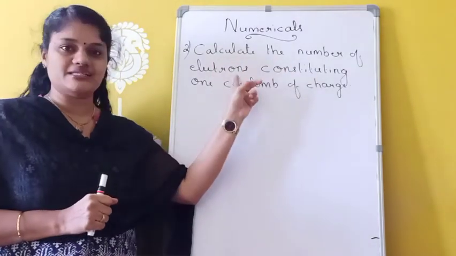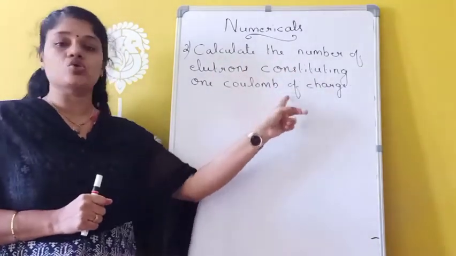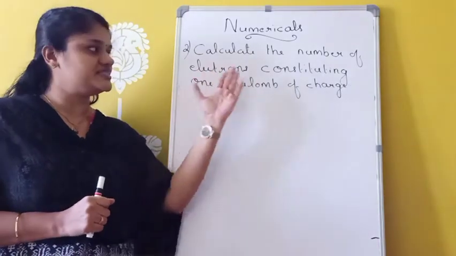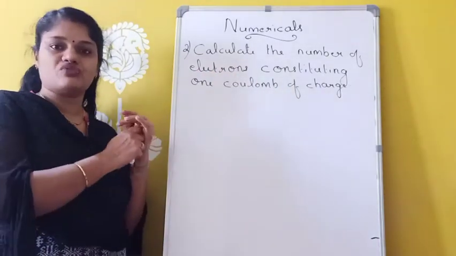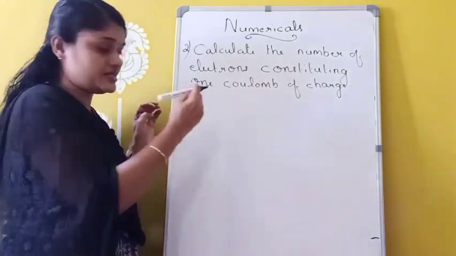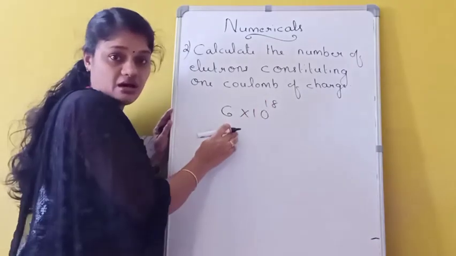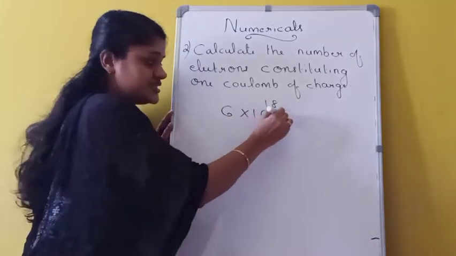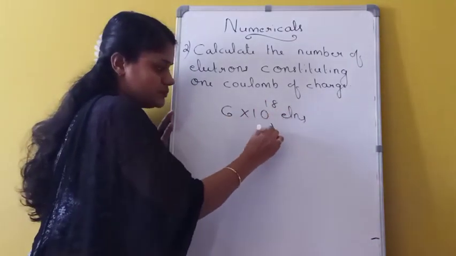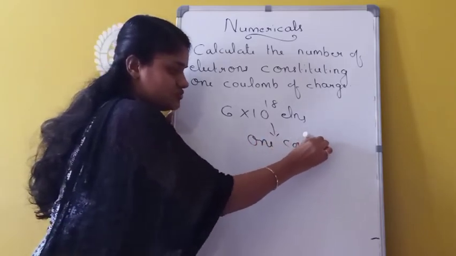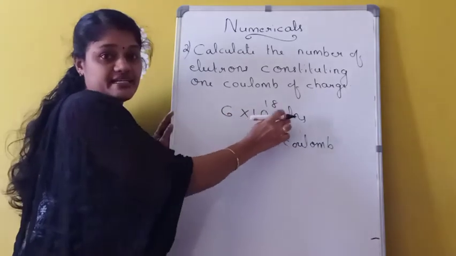Calculate the number of electrons constituting 1 coulomb of charge. If this question is asked for only 1 mark, you can simply write the number of electrons. What is the number of electrons constituting 1 coulomb of charge? 6 into 10 raised to 18 electrons. So 1 coulomb is equal to the charge of 6 into 10 raised to 18 electrons.